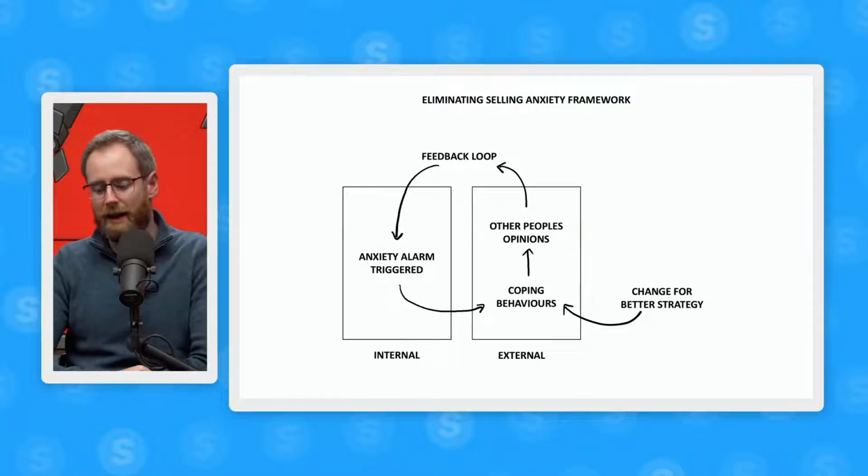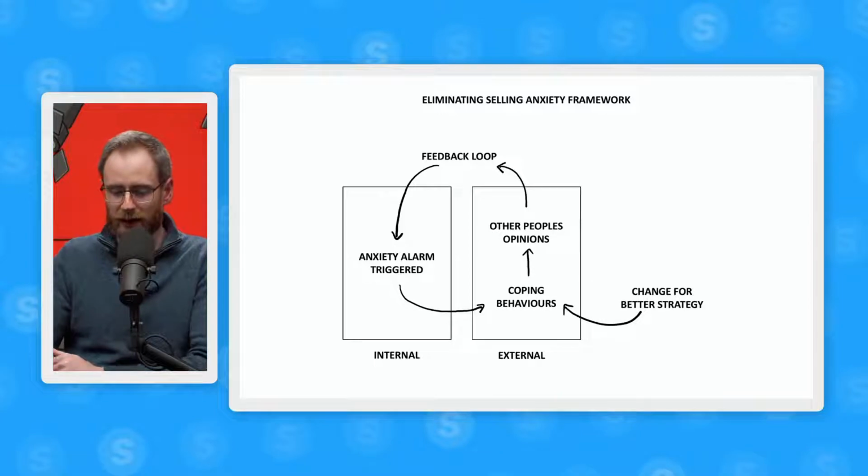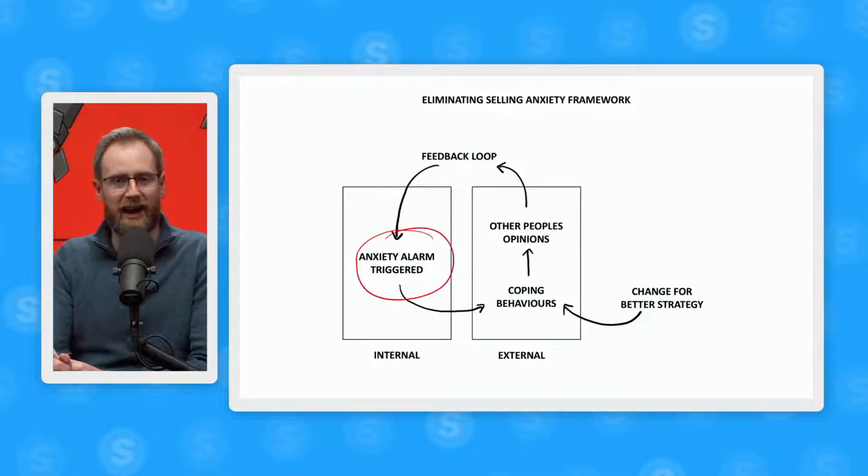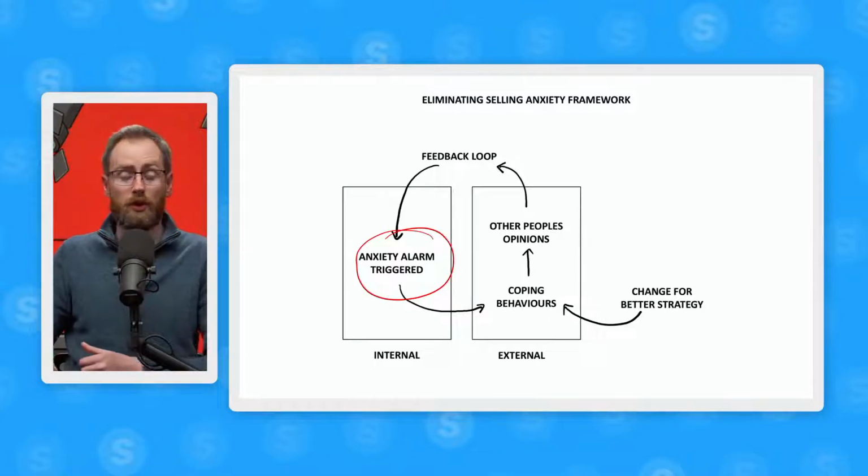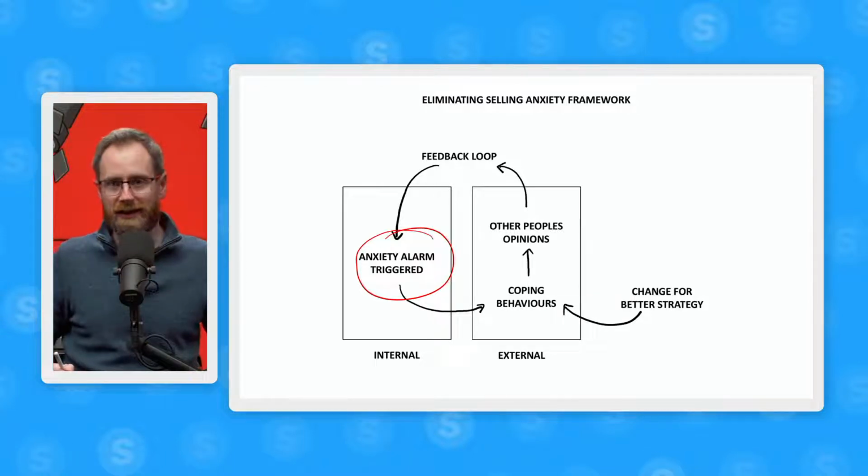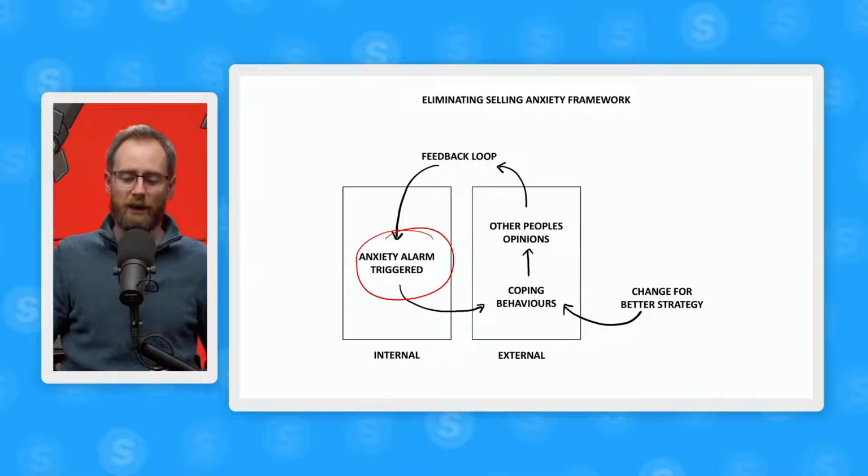I don't want to be here. This is what's happening. You have an anxiety alarm that's triggered. It could be, I'm no good at cold calling. I'm not confident at this. I'm not good enough. I'm not successful. The buyer hates me. They're just going to bombard me with objections about money, whatever it is.